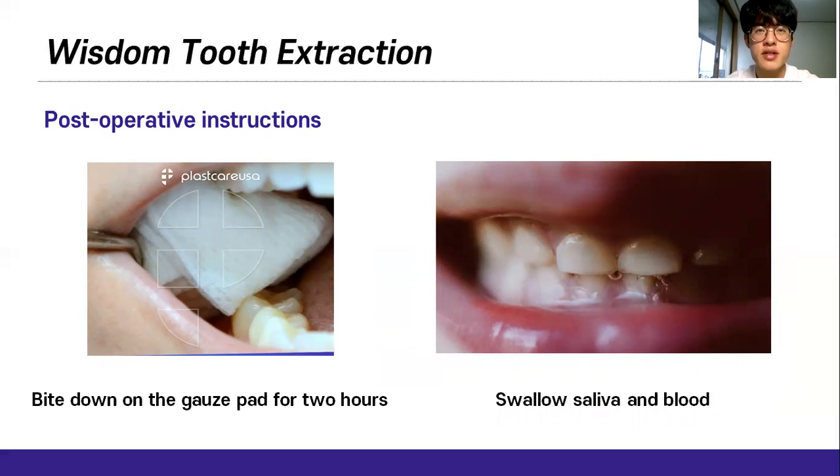After the extraction, there are some instructions that you must follow. First, you have to bite down on the gauze pad for 2 hours in order to make the healing process successful. And you must swallow your saliva and blood. This will help your blood clot to remain on the surgical site. A dry socket may occur if you lose the blood clot.